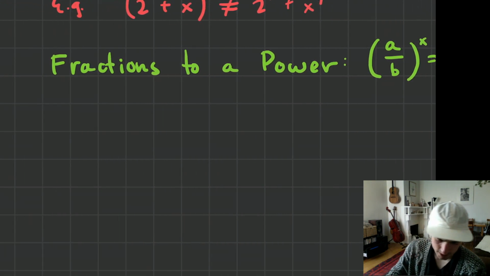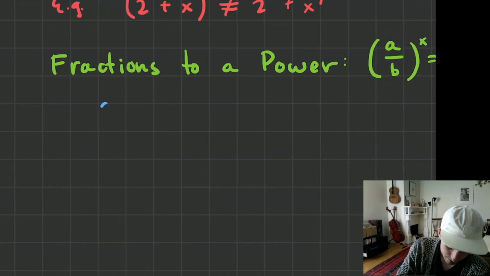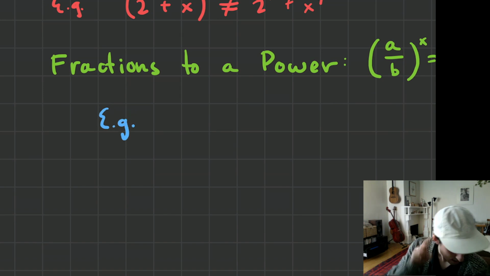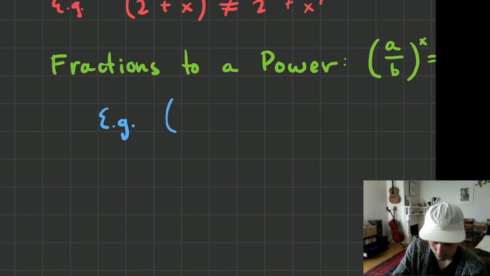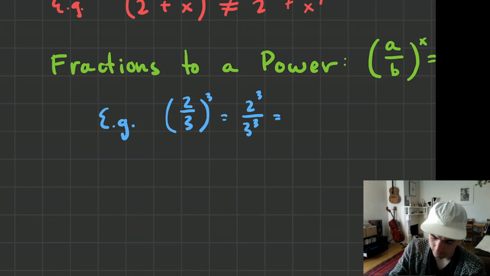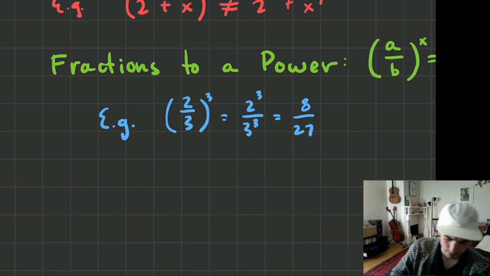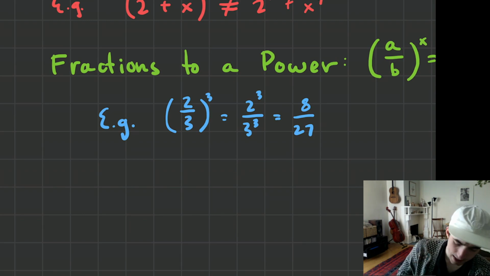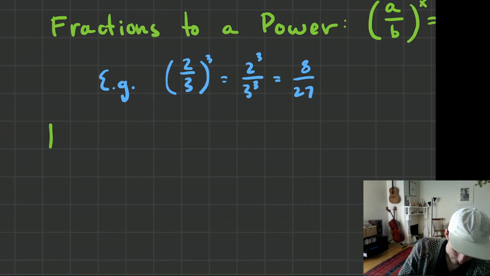For example, let's say we wanted to do 2/3, and let's cube it to make it a little more interesting. 2 cubed over 3 cubed, which of course is equal to 8 over 27. So that one's not too bad. And negative exponents is next.